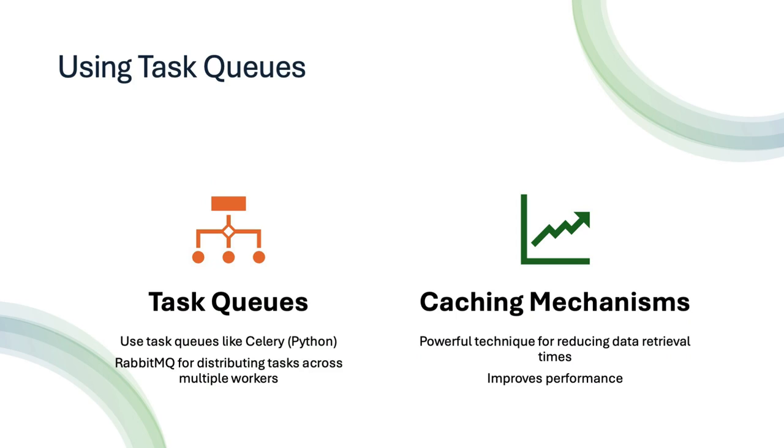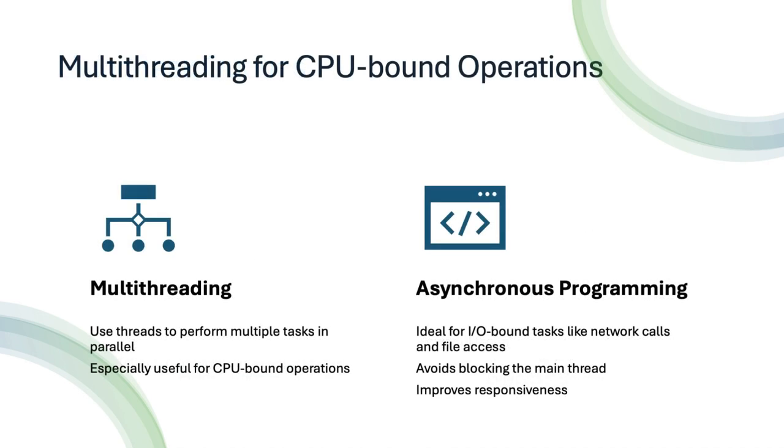Task queues like Celery and RabbitMQ help distribute tasks across multiple workers. Caching mechanisms reduce data retrieval times and improve performance. Multi-threading allows multiple tasks to run in parallel, ideal for CPU-bound operations. Asynchronous programming is best for I/O-bound tasks, avoiding main thread blocking and enhancing responsiveness.